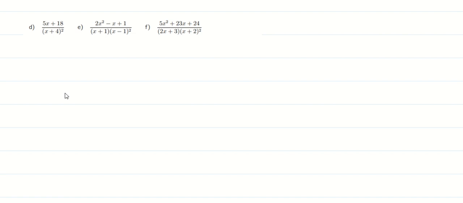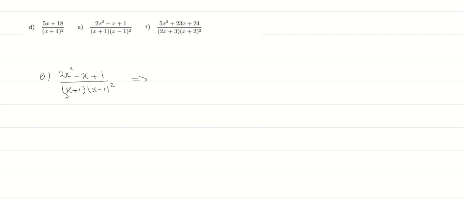So in this question again, we are dealing with rational expressions, and we want to break them into separate partial fractions. We're going to solve e in this example, and the rest can be solved at your own convenience. On e, we have 2x squared minus x plus 1 on the top, and we have x plus 1 times x minus 1 squared on the bottom.